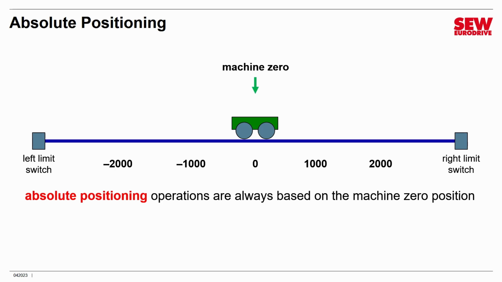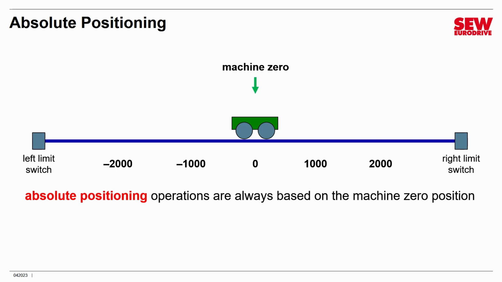So in this case, you can see a travel application. We have a little cart here, and it's sitting at the machine zero. Maybe it's just been referenced, and it can travel along a linear track. You notice the distances are marked out here. These are in revolutions from the machine zero. So when you issue a positioning command, you're going to one of these positions absolutely.